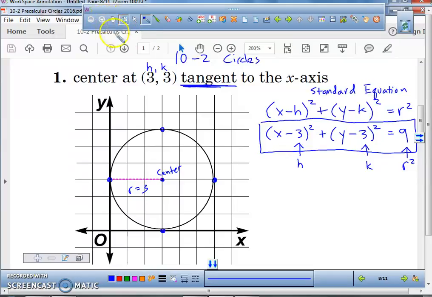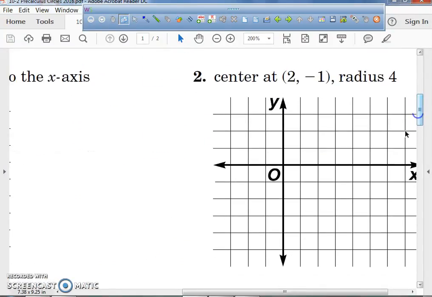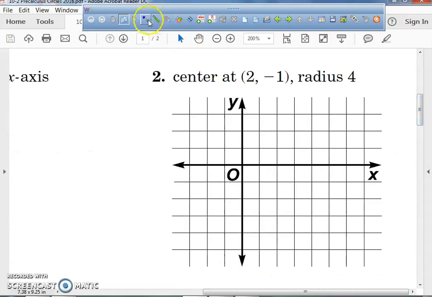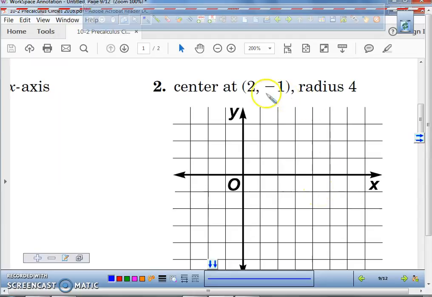All right, let's see how you did on problem number 2. We're going to go down to problem 2. Here we go. I'm going to ask you a question, and you're going to give me an answer. What is my h value? 2. Correct. Label it h. What's my k value? Negative 1. Very good. And my radius? My radius is 4. That's my r.